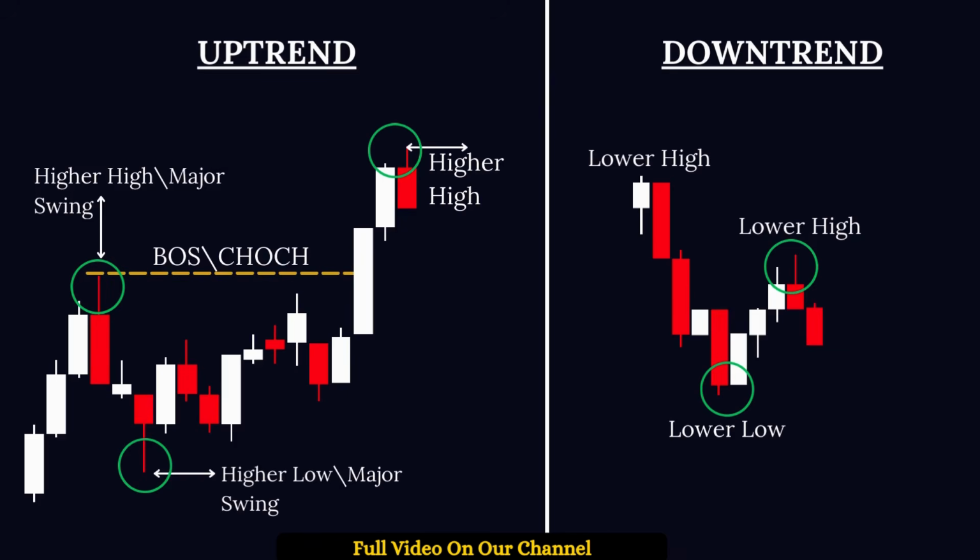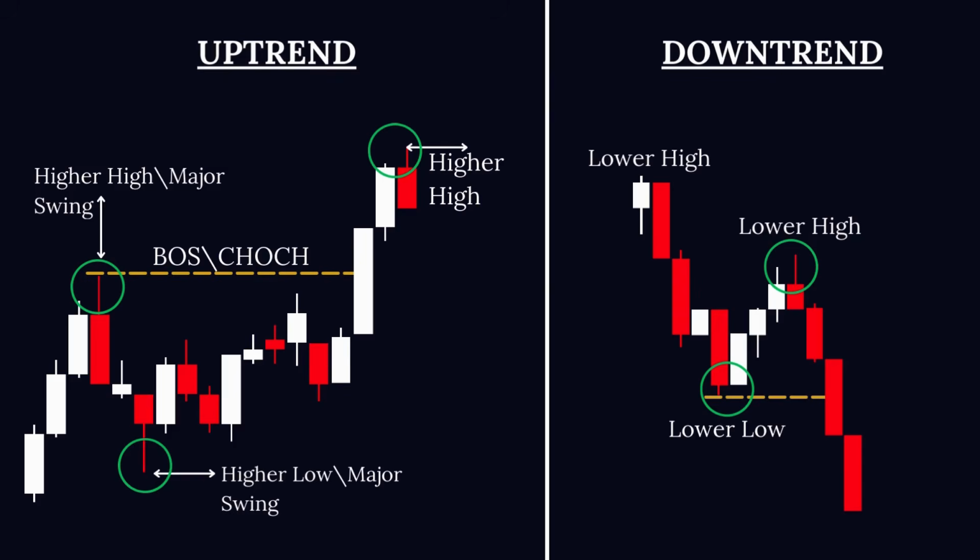And here's the key. A valid break of structure or a true change of character only happens when price violates a major swing point. Internal breaks may give clues about momentum, but major structure is what defines whether the market is continuing or reversing its trend. This distinction helps prevent getting trapped by false signals.